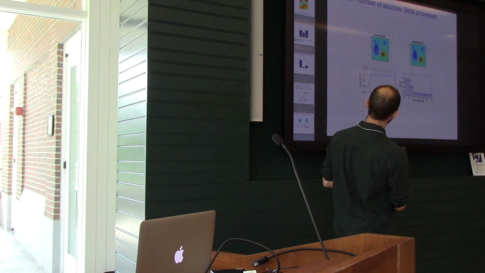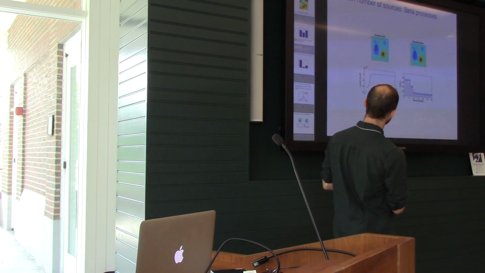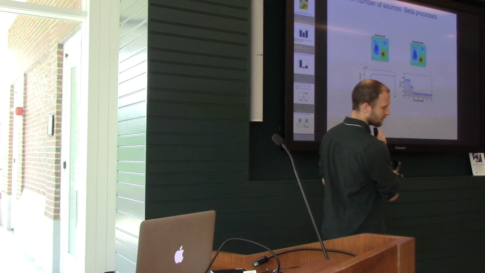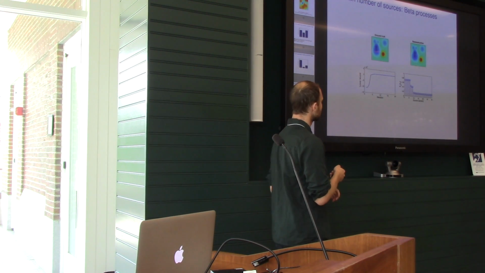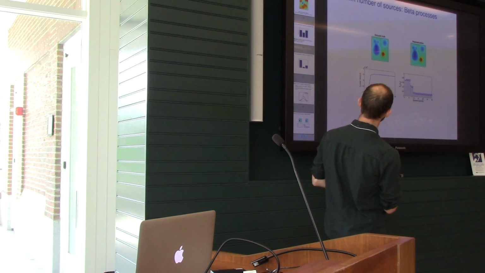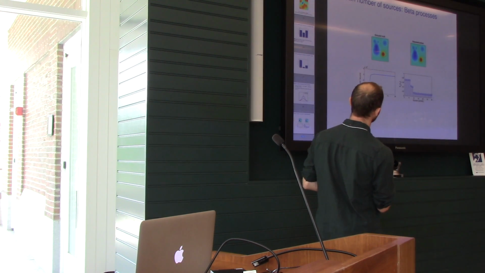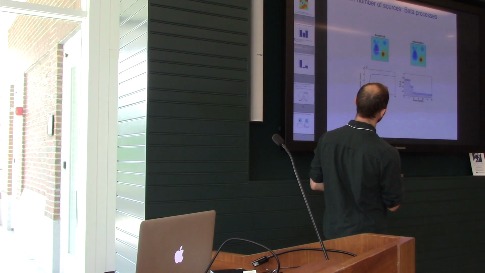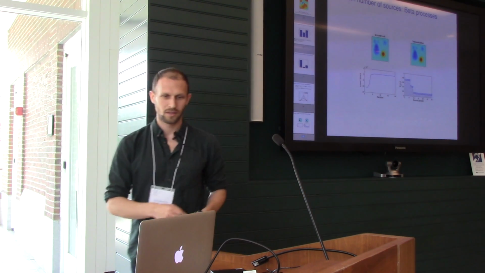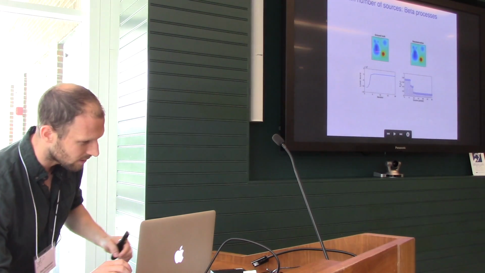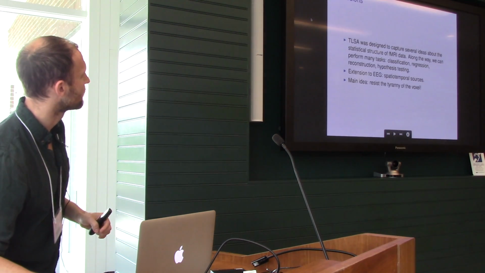So I can generate data with a known number of sources. In this case, it's 5 sources, and you can show that... I didn't mention that the technical term for this is called a beta process, and what you can see is that the model effectively recovers the true underlying number of sources.